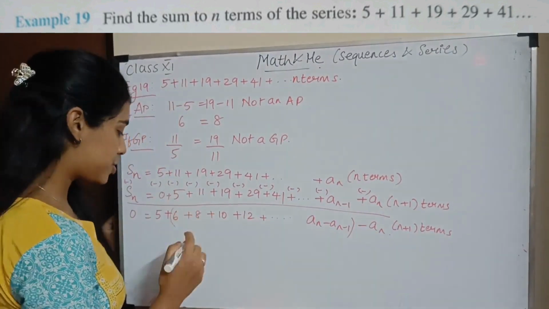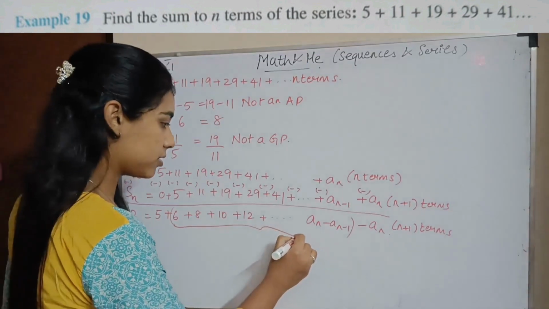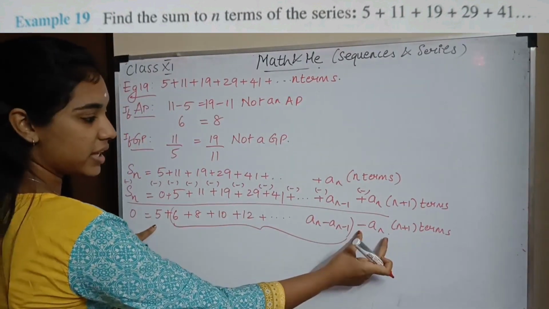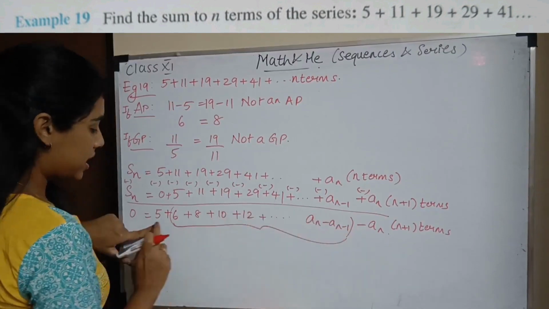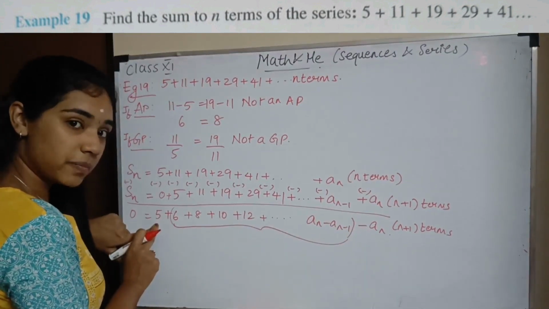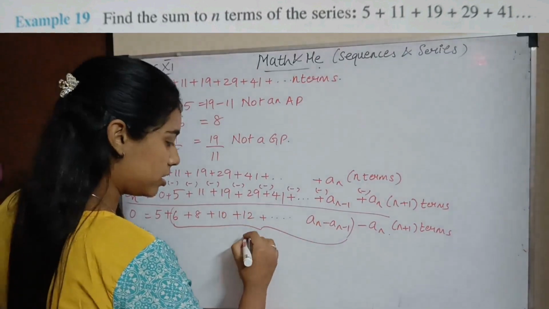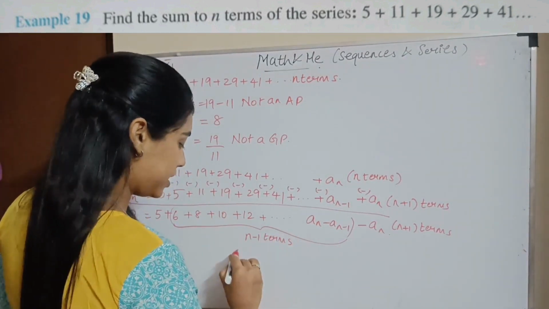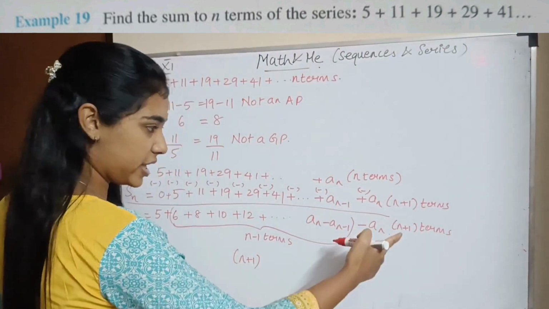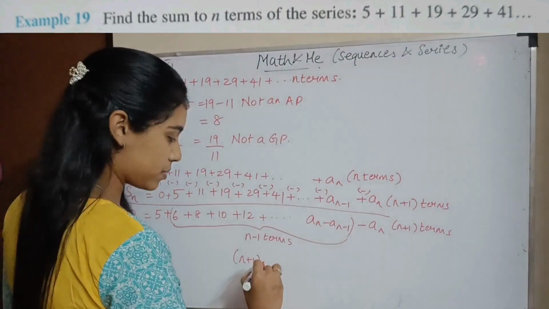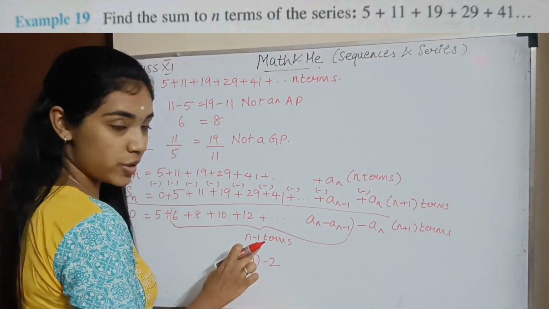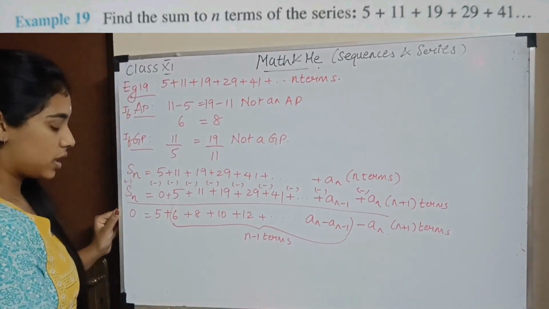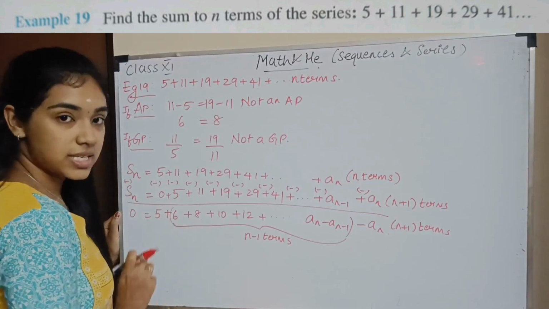So now how many terms do you have from here to here? This is n plus 1 terms. If I reject one, I have n terms. If I reject two, I have n minus 1 terms. So how many terms do I have here? N minus 1 terms. It is nothing but n plus 1 terms in total minus these two. So it is minus 2. N plus 1 minus 2 is n minus 1. Okay? Now let me solve this summation.